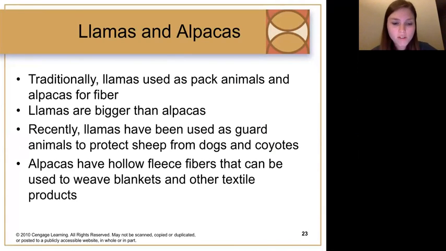However, one of my uncles did have a llama that was actually attacking the sheep instead. So that can be a bad situation. Alpacas have hollow fleece fibers that can be used to weave blankets and other textile products.